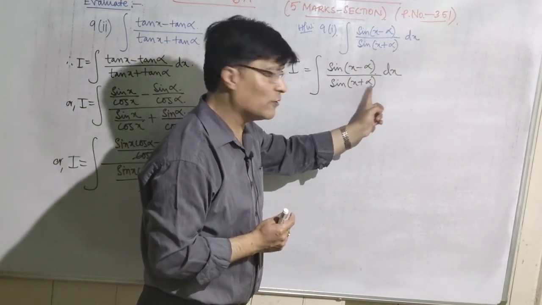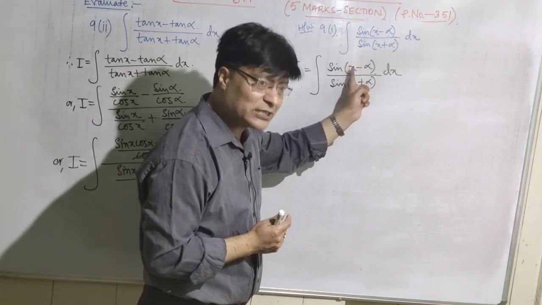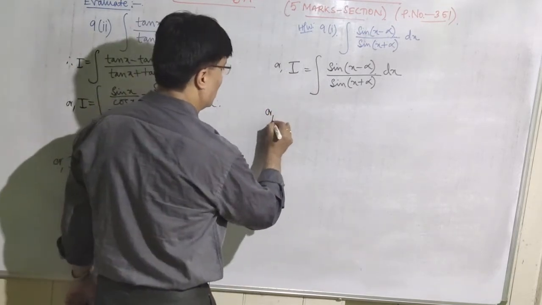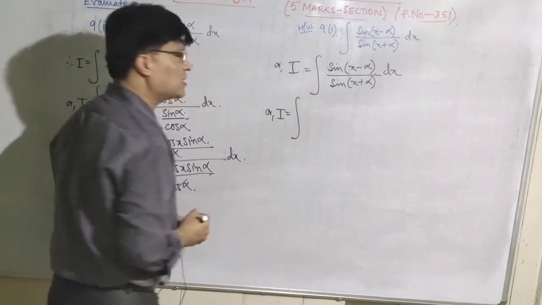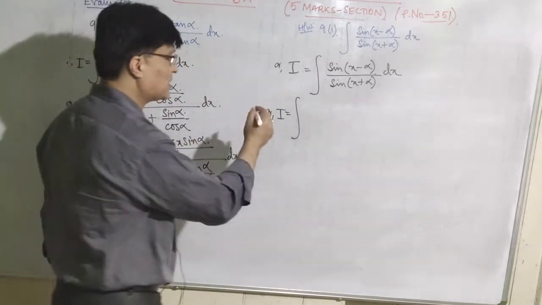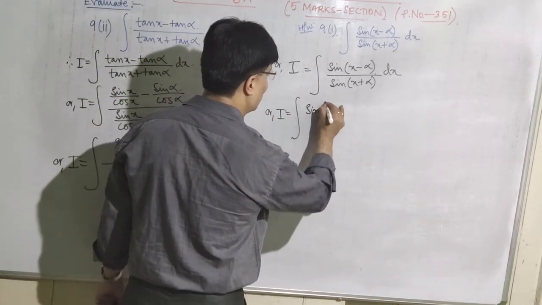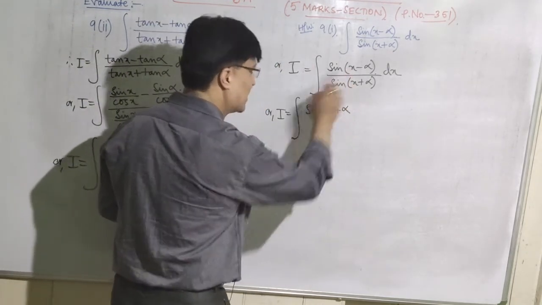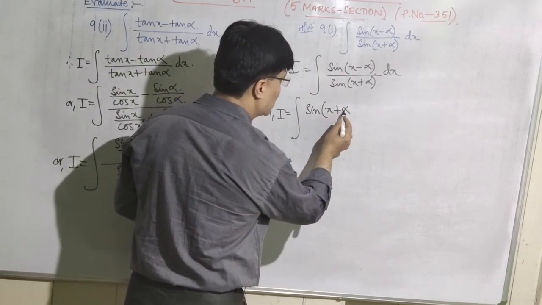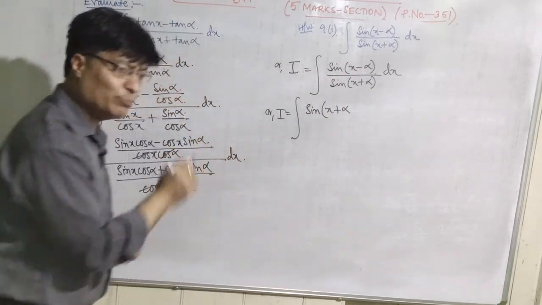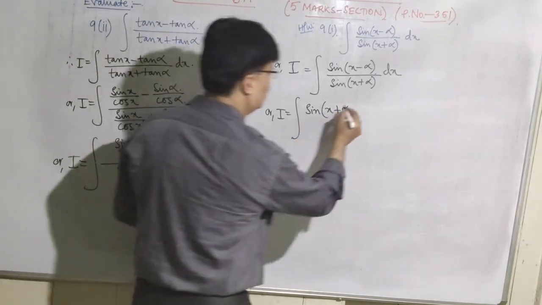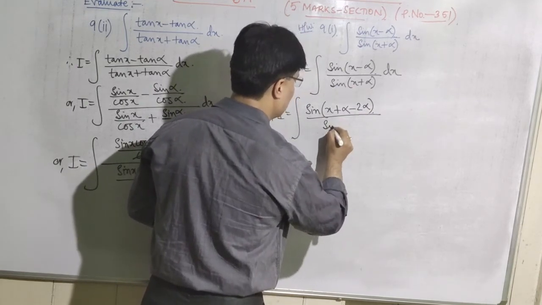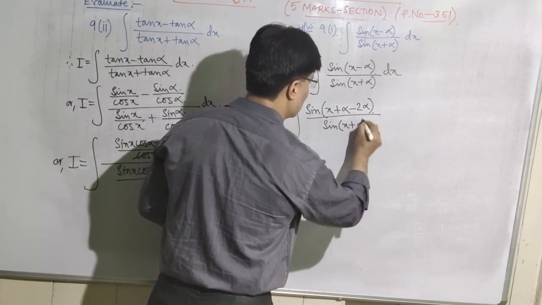Since it is sin of x plus alpha, write sin of x plus alpha first, but you have to make it minus alpha, isn't it? So I is equal to, since there is sin of x plus alpha, write sine of x plus alpha in the numerator as well. So it is x plus alpha. So we are getting x is correct, but here we have written plus alpha, but there is minus alpha. To make it minus alpha, what will you write here? Minus 2 alpha divided by sine of x plus alpha.